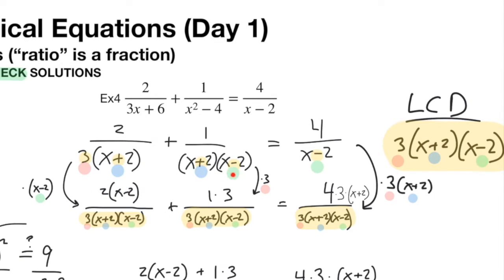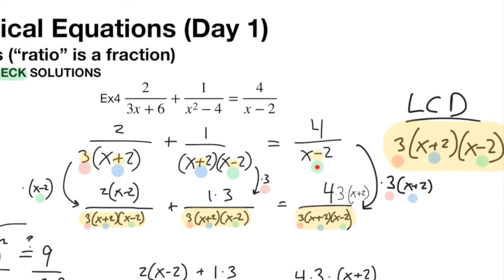Here, we've got 2 of the 3 factors, the blue and the green, but we're missing the red, so that's why we multiply the entire fraction by the red factor. 1 times 3 is in the numerator now. And in the denominator, we have the least common denominator of 1 red, 1 blue, and 1 green.